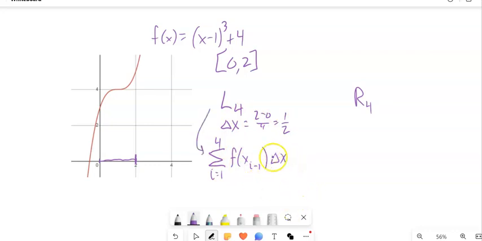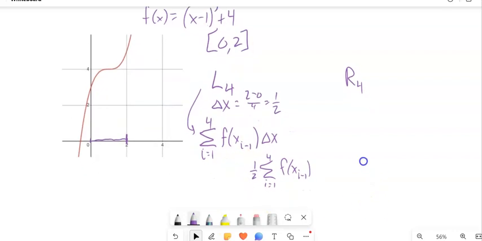And then, let's see, change in x is 1/2. So it's going to be 1/2 times these. Now, I could list them all out. I could also pull this 1/2 out, since it's a constant. You can calculate it either way. So I've got x1, x2, x3, x sub 4. So x sub 0 is 0. Notice that any x sub i is going to be the one that came before it plus the change in x. Does that make sense?